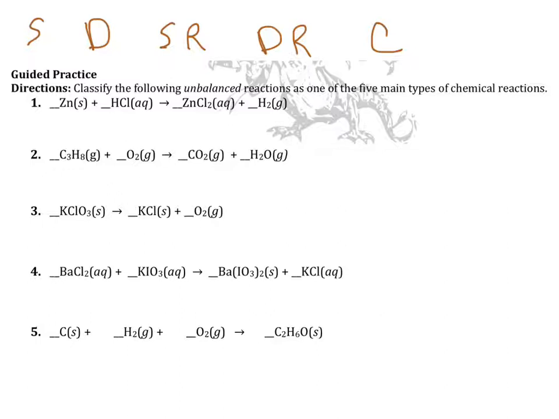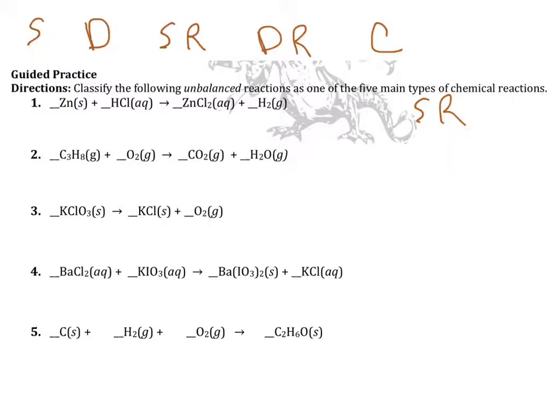So for this first one here, if you take a look, there's a single element that's alone by itself. And if you look, this zinc comes in and it replaces the hydrogen, and then the hydrogen gets kicked out, and now the hydrogen is alone by itself. And so, again, the zinc is alone by itself, but then the zinc is with the chloride. The hydrogen is with the chloride, but then the hydrogen is alone by itself. This is a single replacement.